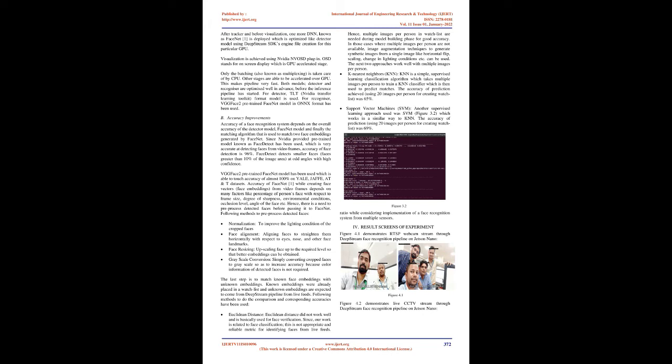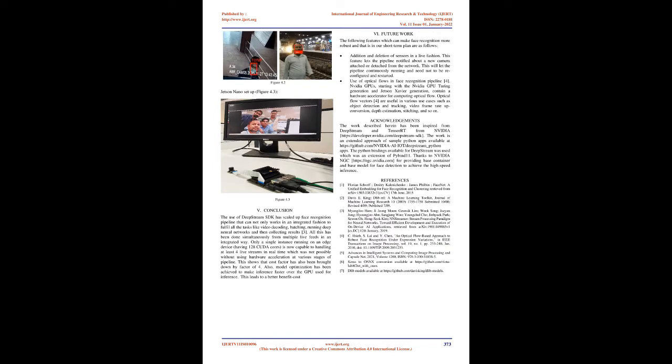The VGGFace2 pre-trained FaceNet model has been used, which is able to reach accuracy of almost 100% on the Yale, JAFFE, and AT&T datasets. The accuracy of FaceNet while creating face vectors, face embeddings, from video frames depends on many factors like the percentage of the person's face with respect to frame size, degree of sharpness, environmental conditions, occlusion level, angle of the face, etc. Hence, there is a need to pre-process detected faces before passing them to FaceNet. Following are the methods to pre-process detected faces.